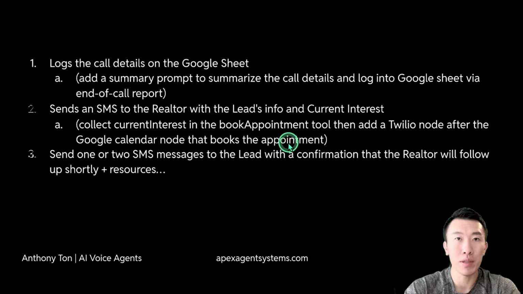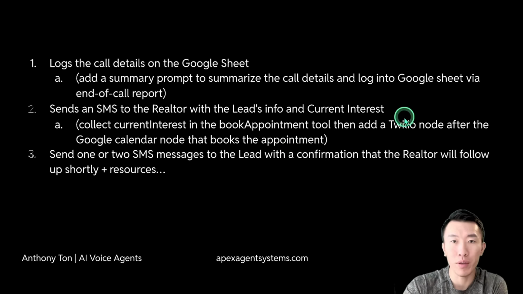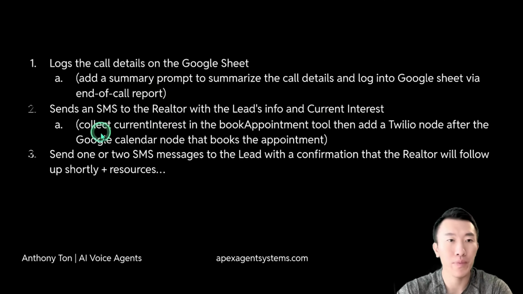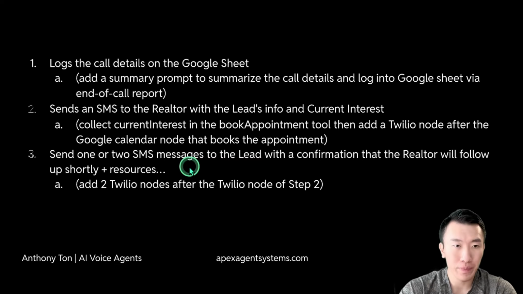After the appointment gets booked, we're going to make sure that, first of all, we have collected that data, but then we're also going to add a Twilio node in order to send that over to our realtor. Finally, in order to follow up with the lead, we're probably going to need another Twilio node, one or two actually, and then configure it in order to send exactly what we need. So add two Twilio nodes after the Twilio node of step 2. That's pretty simple, right?